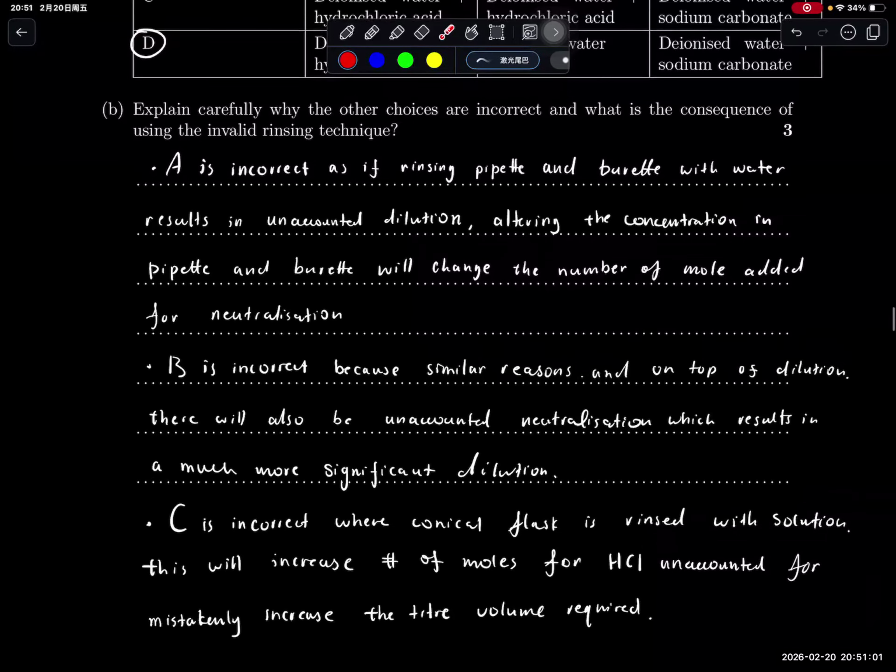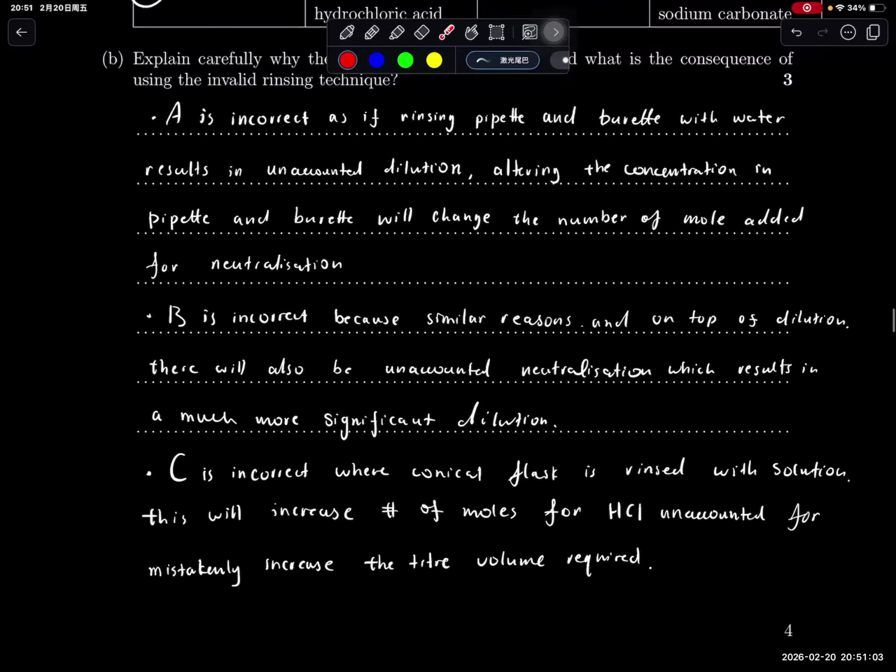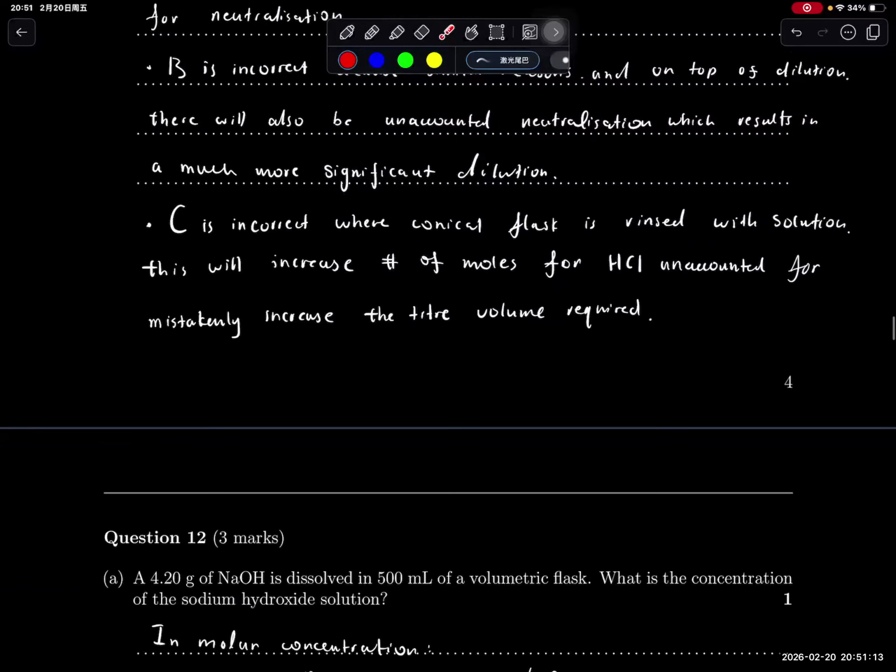Selection C is incorrect, where the conical flask must be rinsed with water only, but it's rinsed with solution, so increasing the number of moles effectively increases the titre value, right? So just carefully explain that.